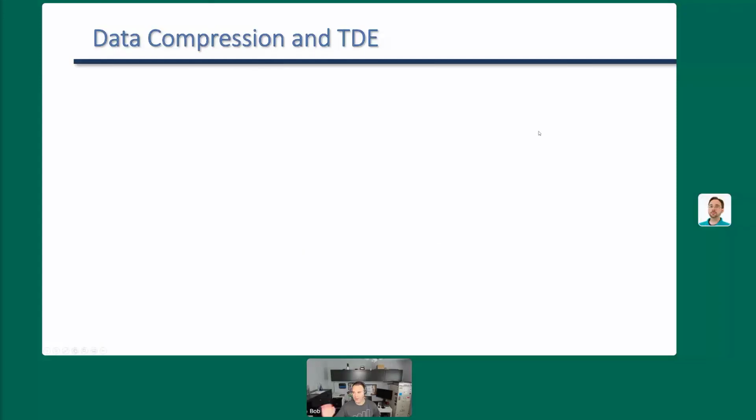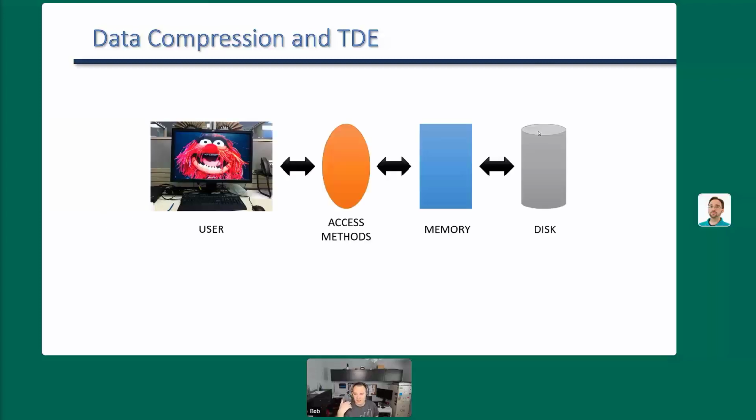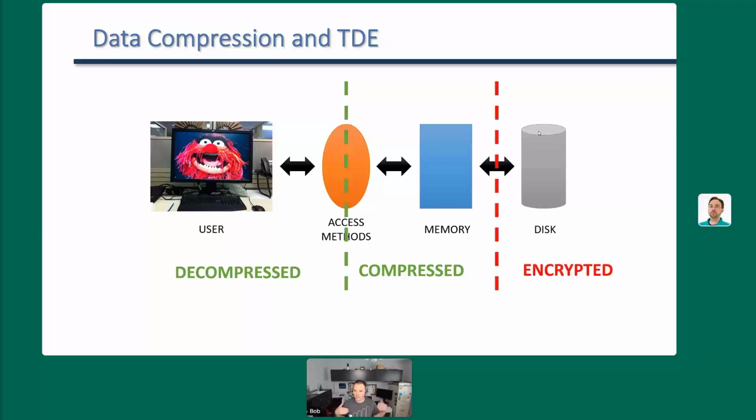Another thing people like to ask about, maybe I'm heading a question off at the pass here: how does compression play with TDE? The answer is actually very nicely. You'll remember this slide where we talked about how compression occurs in the access methods. Well, if you're using transparent data encryption, your encryption takes place before the data is written to disk. So what you're doing is encrypting data that is compressed. That works pretty well. That'll work just fine, actually.